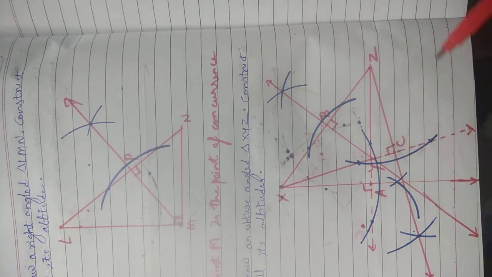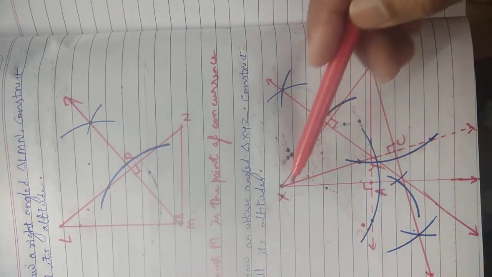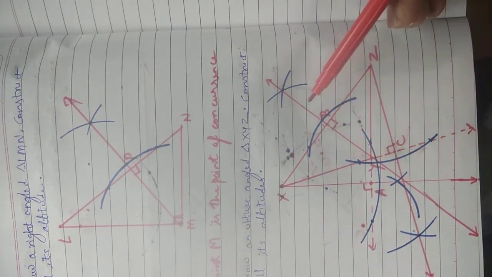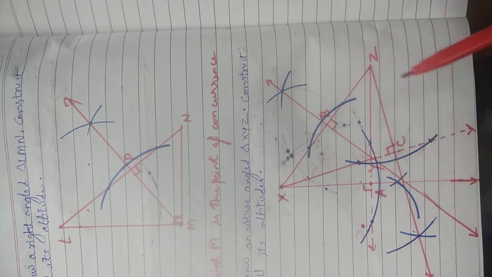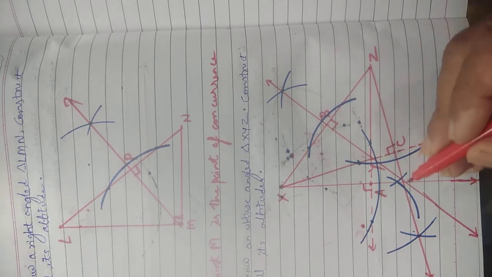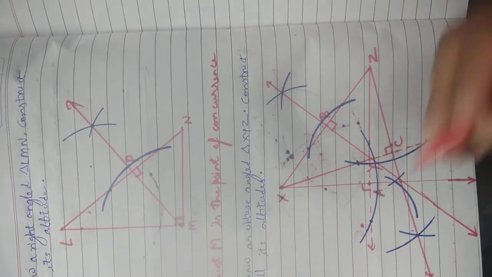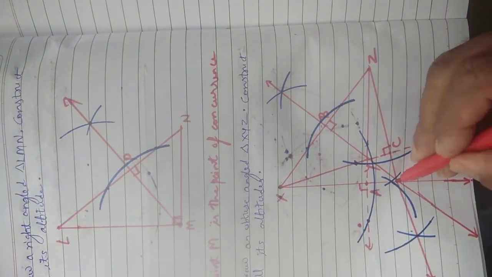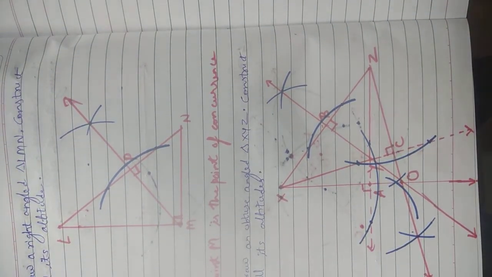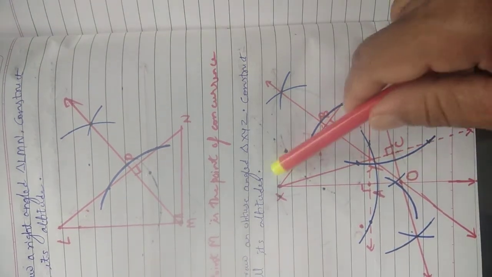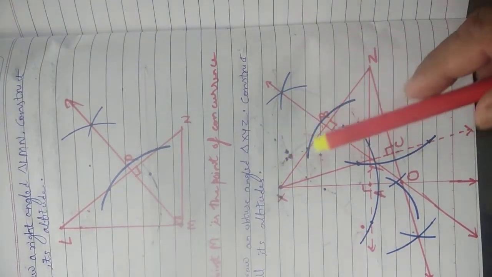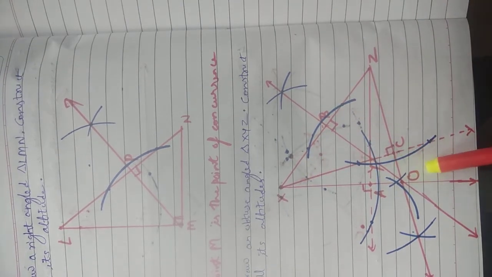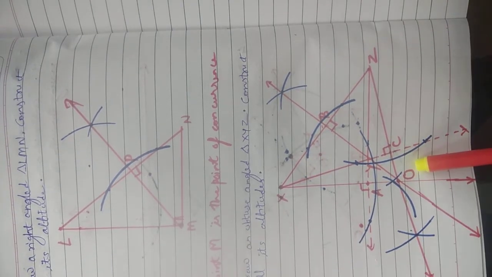So where are these three altitudes meeting? Can you locate the point where they are meeting? See, this line is the first altitude, this is the second altitude, and this is the third altitude. So where are these three altitudes meeting each other? It is this point. Okay, you can see this point is outside triangle XYZ. So this point is called the orthocenter O. Okay, orthocenter O, and the name of the triangle is XYZ. So remember, for an obtuse angle triangle, the orthocenter O is always outside the triangle.